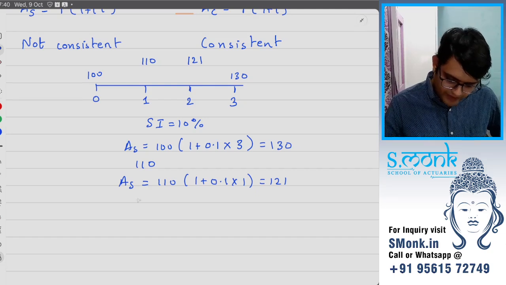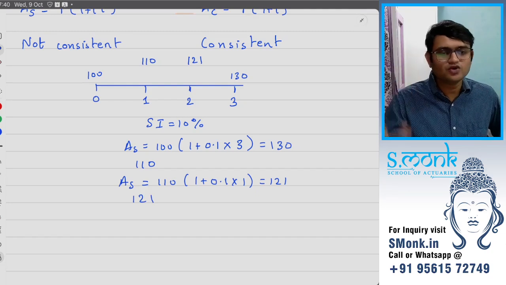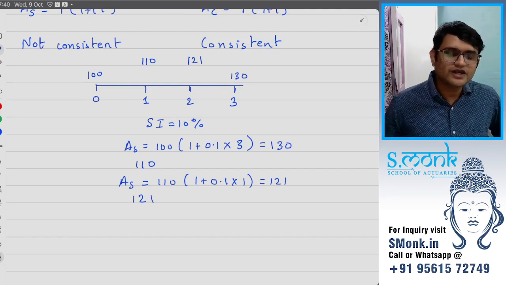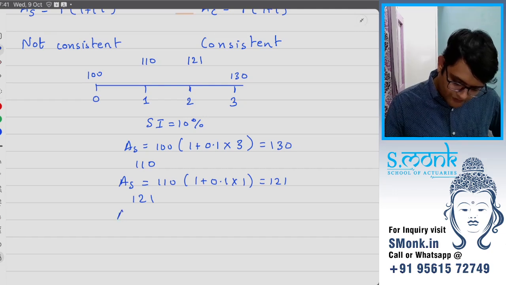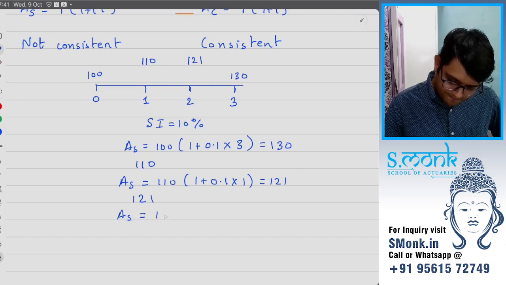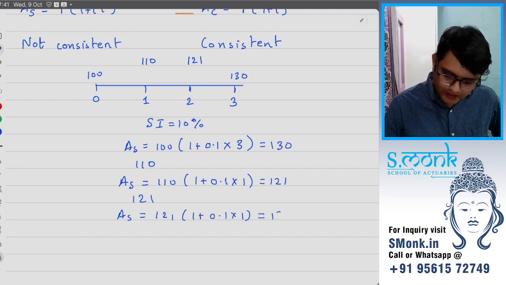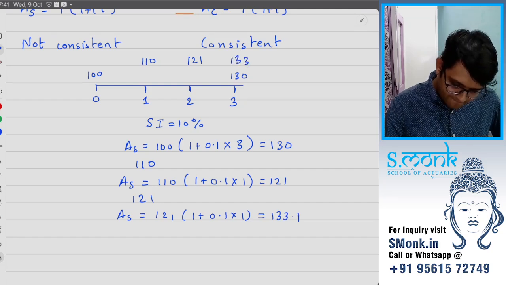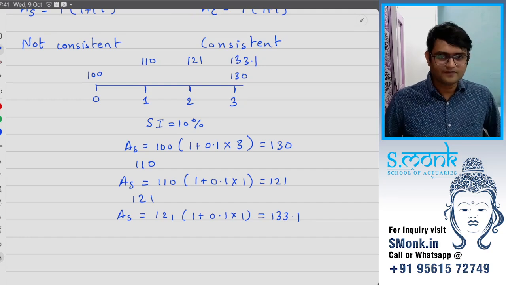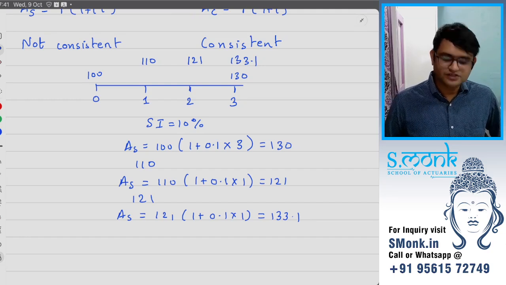Okay. So this 121, again I say, I need more money. Give me this 121 back as loan. So you gave me again this loan for 1 year. How much will it be? 133.1. Perfect. 133.1. Can you see a difference?